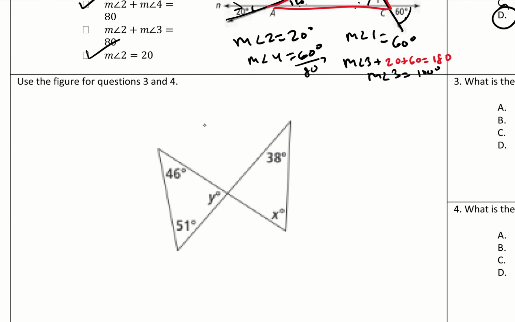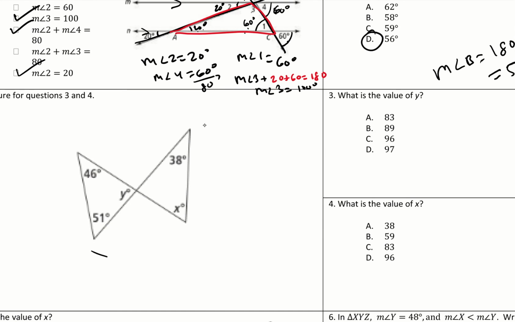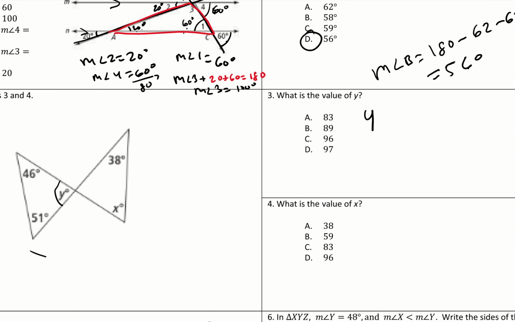Use questions 3 and 4. They relate to this figure. Okay, so we'll use this figure for questions 3 and 4. What is the value of y? Well, if I want to get y, I need to add these angles to 180 for that triangle. All right, so let's do that. So y is equal to 180 minus 46 minus 51. If I did that, I get 83 degrees. So now we know what y is, and that's 83.